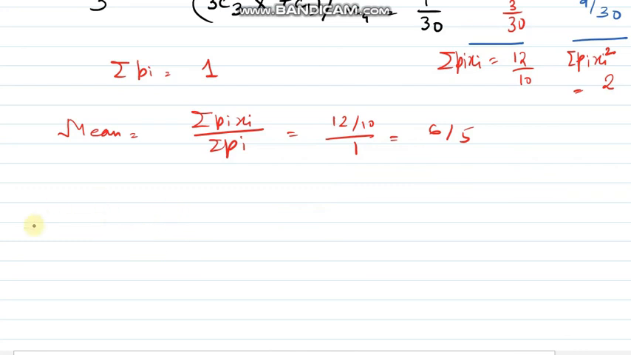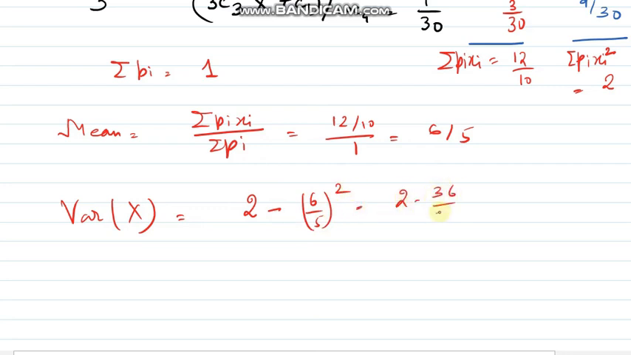And if I ask for the variance of X, that will be equal to summation pixi square minus (6 by 5) whole square. So 2 minus 36 by 25, so it will be 14 divided by 25. Further, if you need the standard deviation of X, that will be the square root of the variance, so that will be root 14 divided by 5.